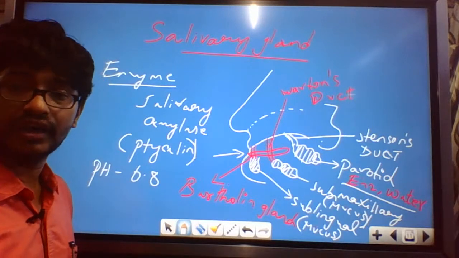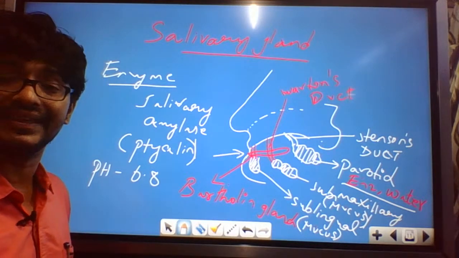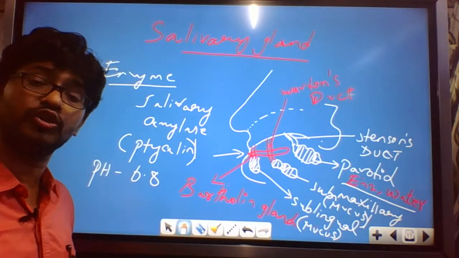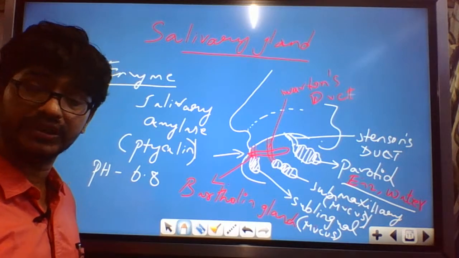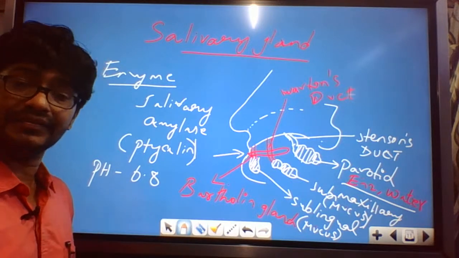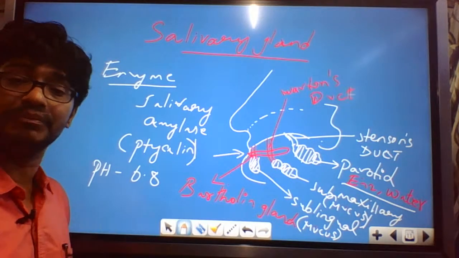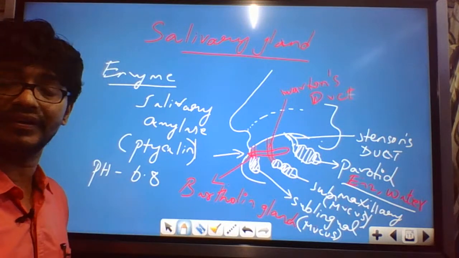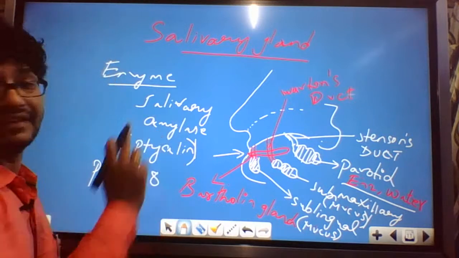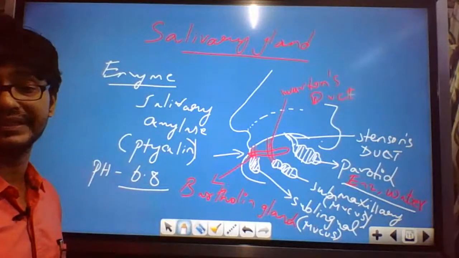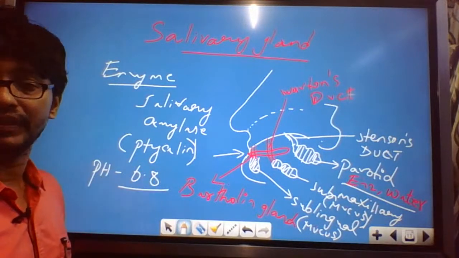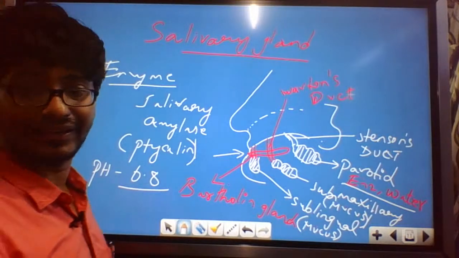The ideal pH for the digestion of carbohydrates is 6.8. If the carbohydrates are missed, in the stomach there is an acidic pH. Then in the duodenal part there is an alkaline pH. So the chance of carbohydrate digestion is very minimal, because the majority of the digestion of carbohydrates happens only in the buccal cavity, because of the salivary amylase. The reason is that 6.8 is the ideal pH for the digestion of carbohydrates.